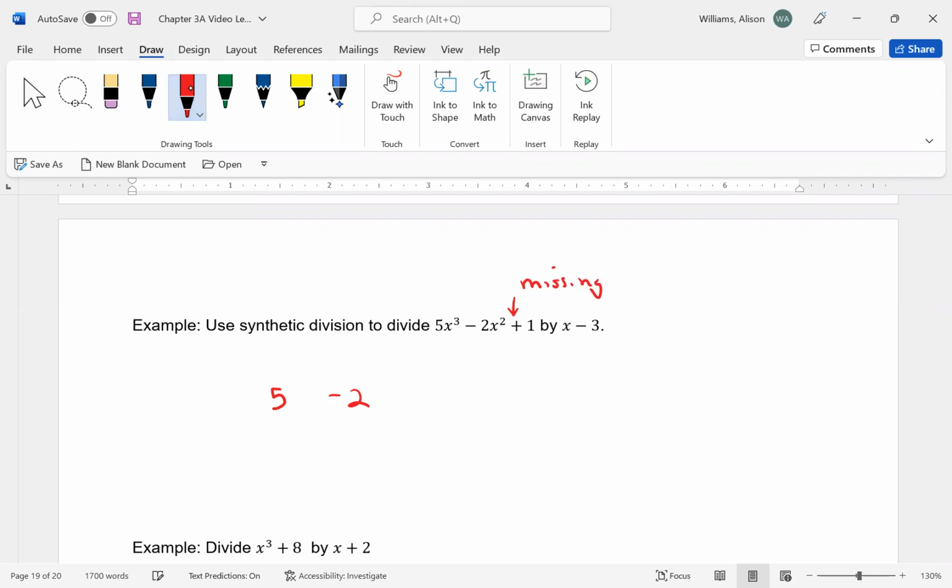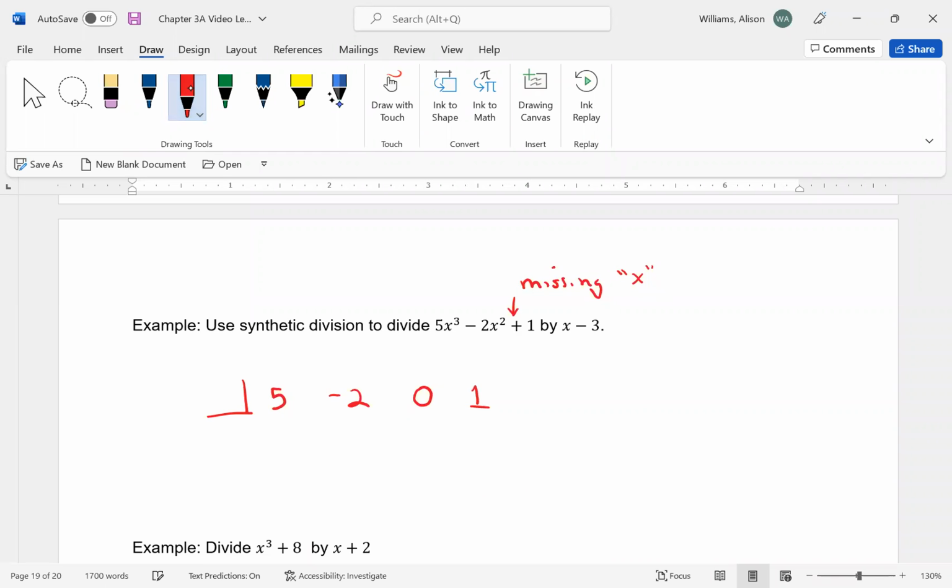I am missing an x term, so I'm going to put a 0 for any missing terms. We're always going to go in order, 1 degree less, 1 degree less, 1 degree less. So there's going to be a 0 there for a missing term, and that'll always be the case. And then the last term, that constant of 1.